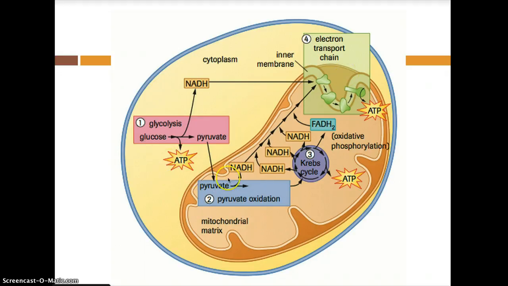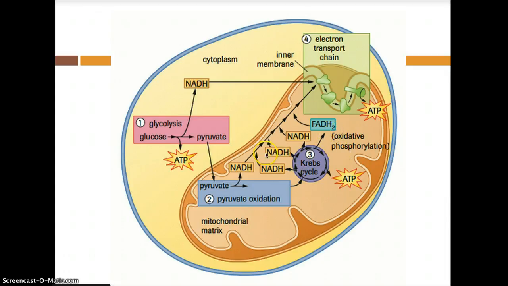So the first step here is pyruvate oxidation, and we'll get into talking about what that is in just a second. And we see that there's some product that goes into this cycle called the Krebs cycle. So the Krebs cycle is step number 3. What you see here is that there's NADH produced throughout the Krebs cycle, as well as FADH2. And this is a process called oxidative phosphorylation. But essentially we're just creating really high energy molecules.